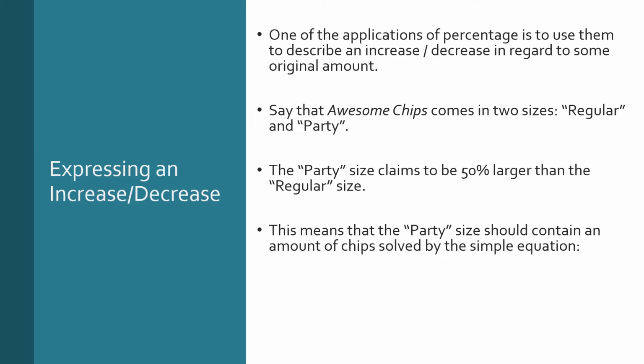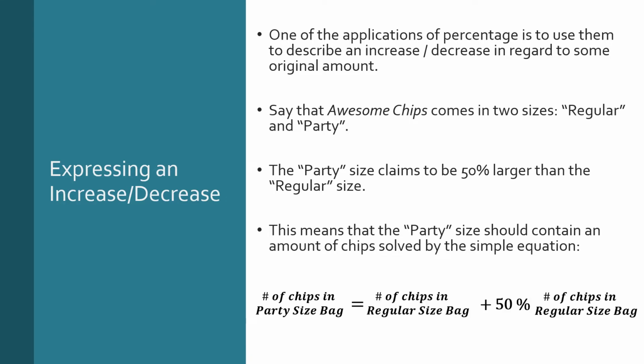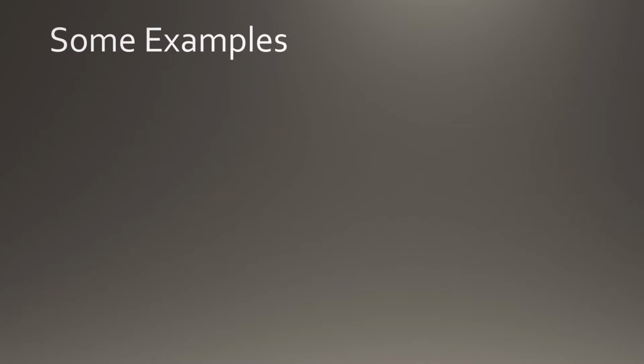And that means in essence that when I talk about how much the party size has, I have an equation, which is the number of chips in the party size bag is just going to be the original bag number of chips plus 50% of the original bag. So it's not 50% of the chips in the regular size bag, that would mean it was smaller. It's the original plus 50%. So that's a 50% increase. For a decrease, we would do a subtraction instead. So let's look at some examples.